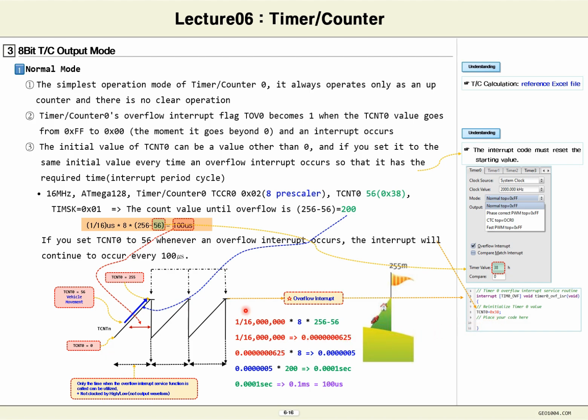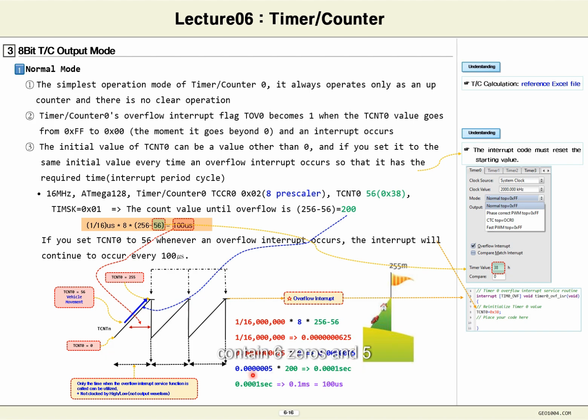Then, I will explain in more detail the formula by which 100 microseconds is calculated and then move on. 1 divided by 16 million times 8 times (256 minus 56). First, if you divide 1 by 16 million, you get 0.0000000625, which is 0. followed by 7 zeros, then 625. Multiply that by 8, and you get 0. followed by 6 zeros, then 5.